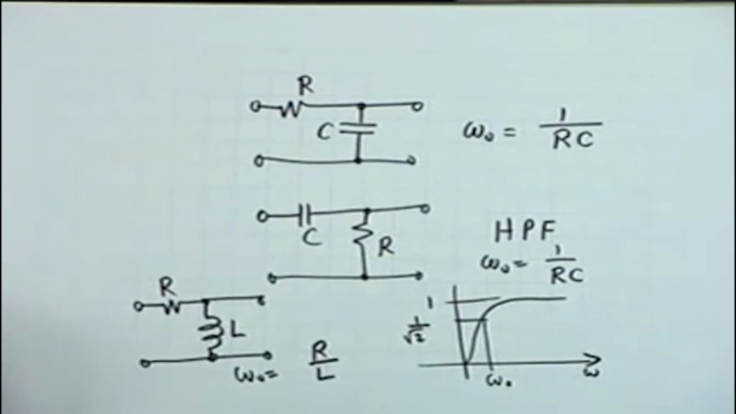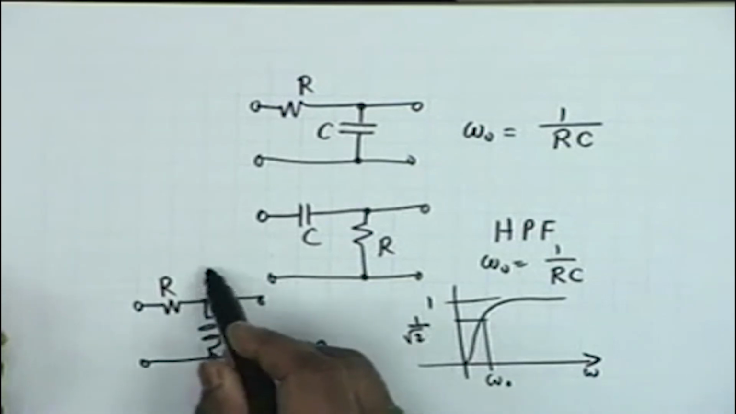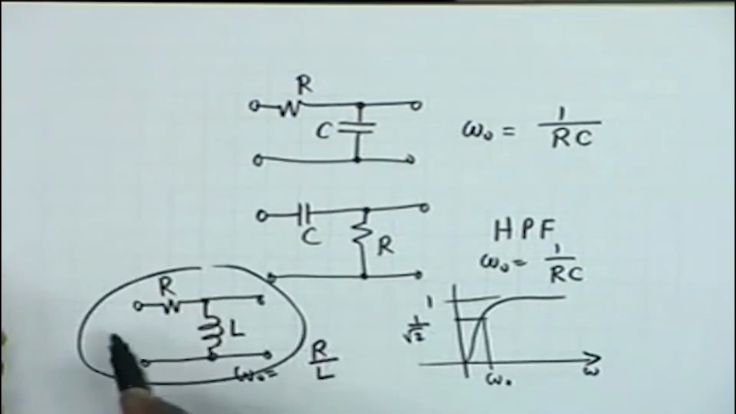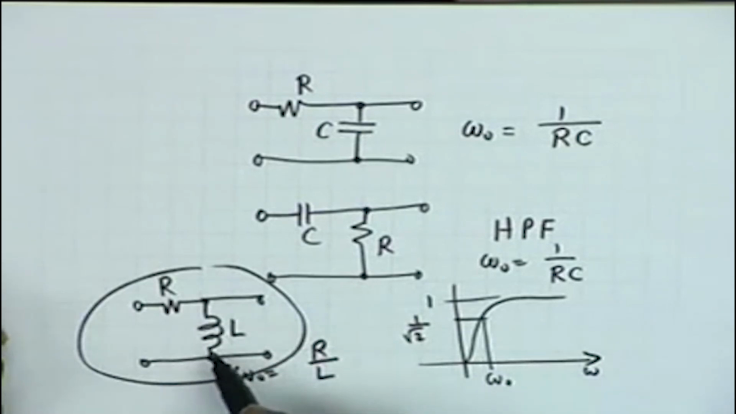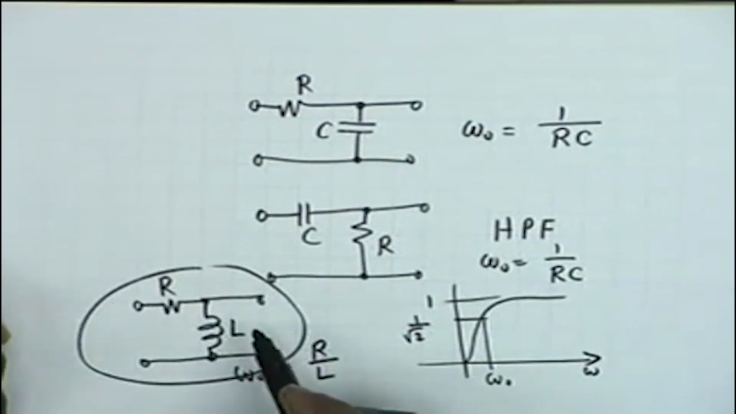Please remember that filtering can be done only when there is at least one energy storage element, because it is only energy storage elements which are sensitive to frequency. Resistance is not sensitive to frequency. So you require at least one inductance or at least one capacitance. There can be more. All right. For example, if you look at this circuit, you can see that at DC the inductance acts as a short. Therefore, whatever voltage you apply here, nothing shall appear at the output, and therefore it discriminates against DC.